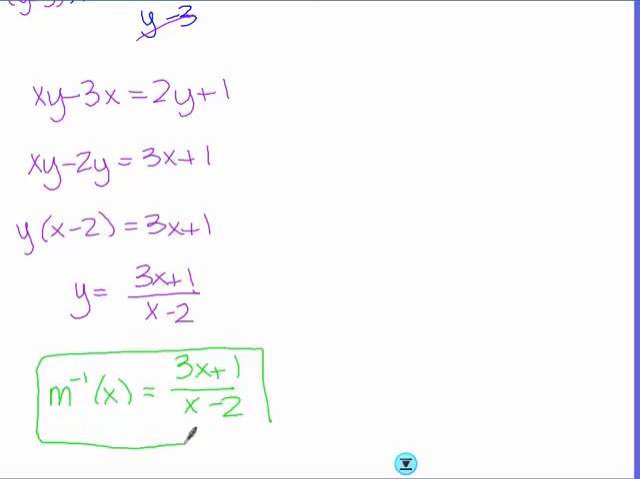And you can either do compositions to verify that those are inverses, or you can graph them and check to see if they are symmetric across the line y equals x.